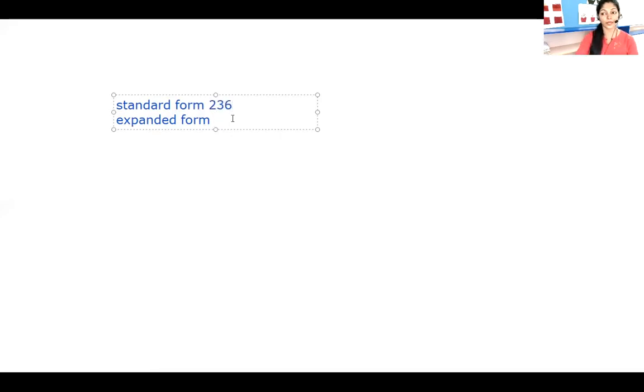Okay. But when I'm writing in the expanded form, how will I write? I'm going to expand it. Okay. So 200 plus how many tens? 3 tens. Okay, 3 tens plus how many ones? 6 ones. Okay, so this is how I'm going to write.